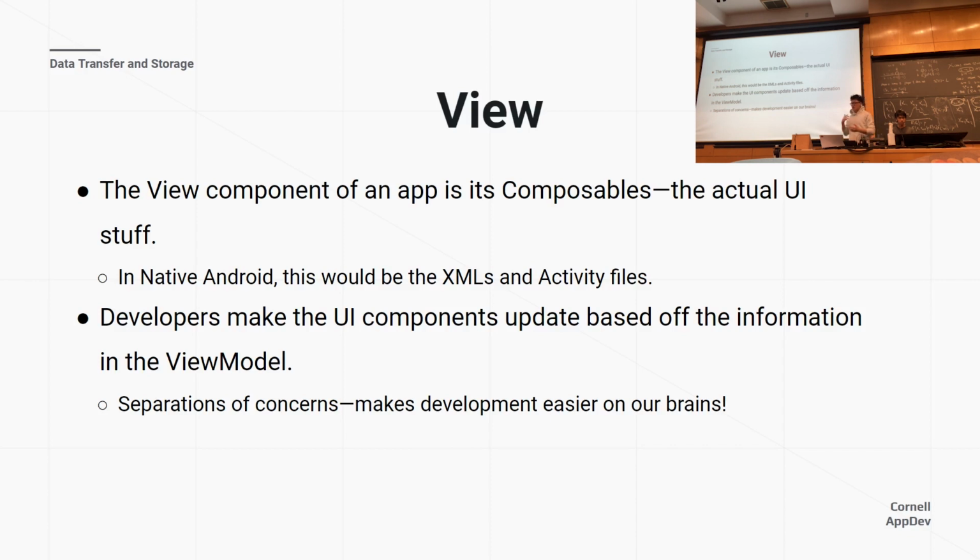So similar to what we do in Jetpack, in Android Native, where we have this partitioning between the XML and the actual activity, which is the actual UI component versus the logic. We kind of have this view part, which is the UI component, versus the model and view model, which are more the logic components of it. So the developers actually make the UI components update based off of the information in the view model, which is a separation of concerns, making development a lot easier.